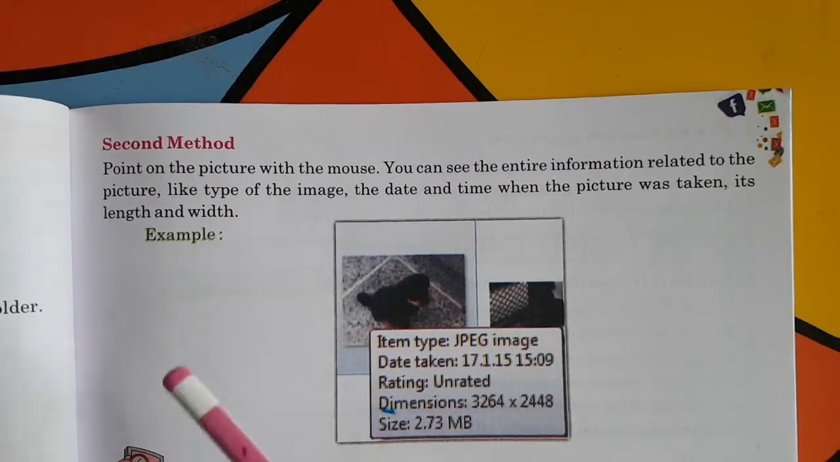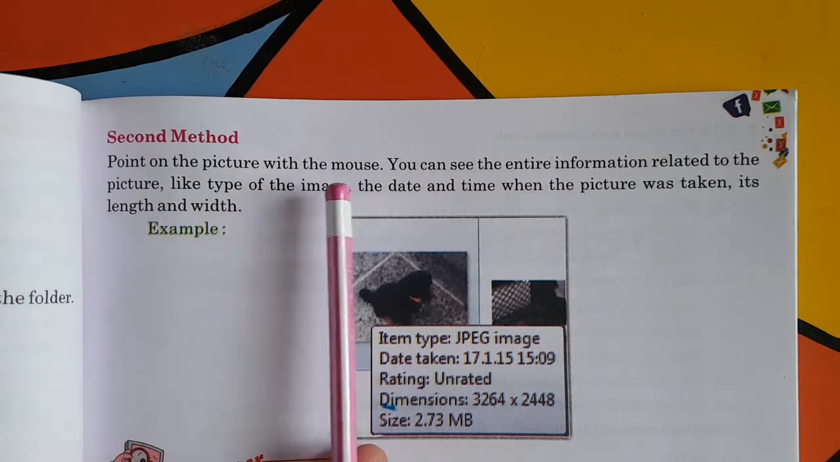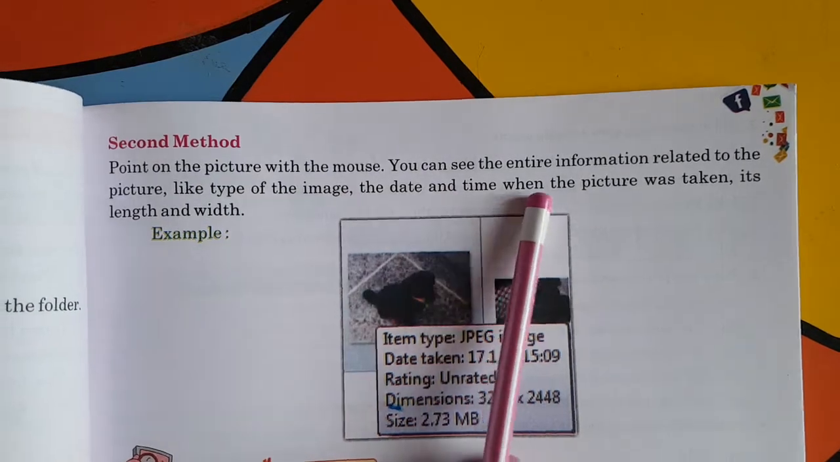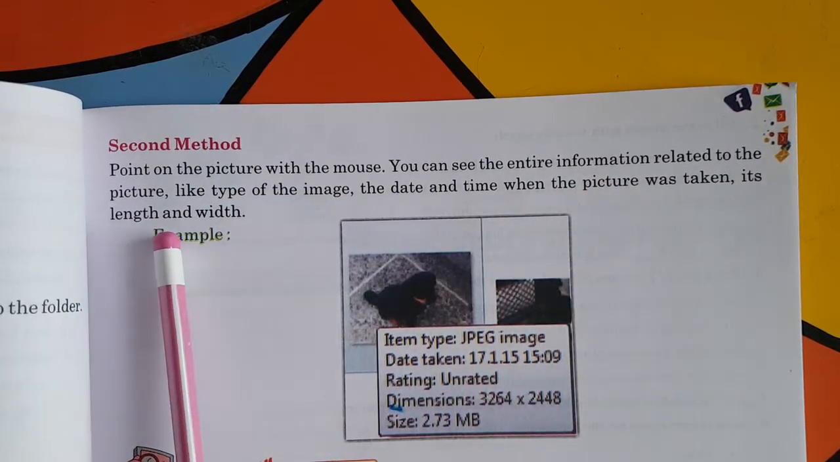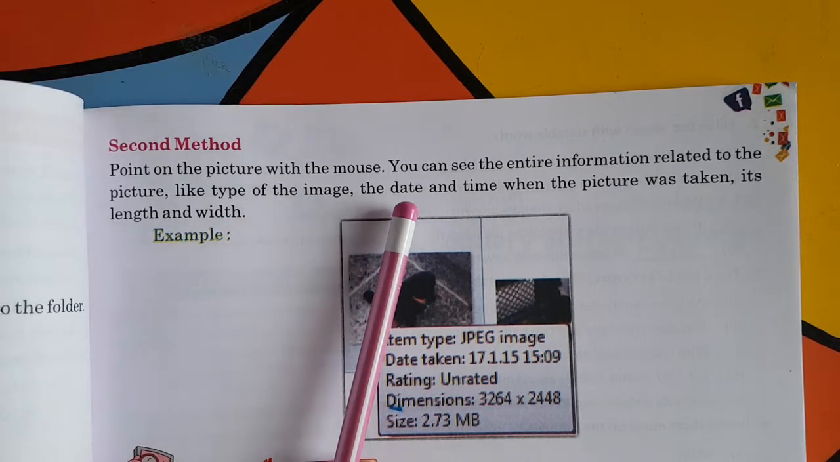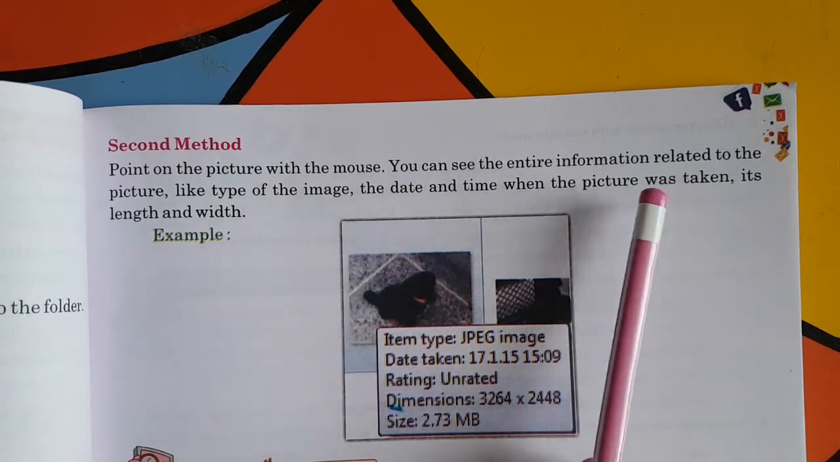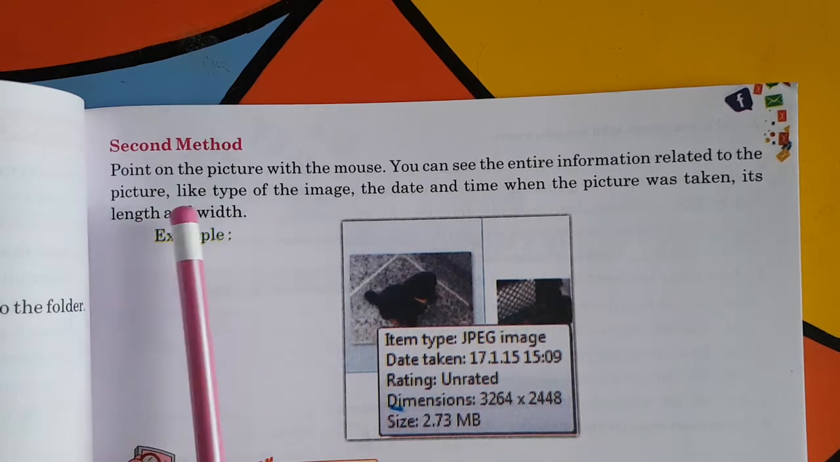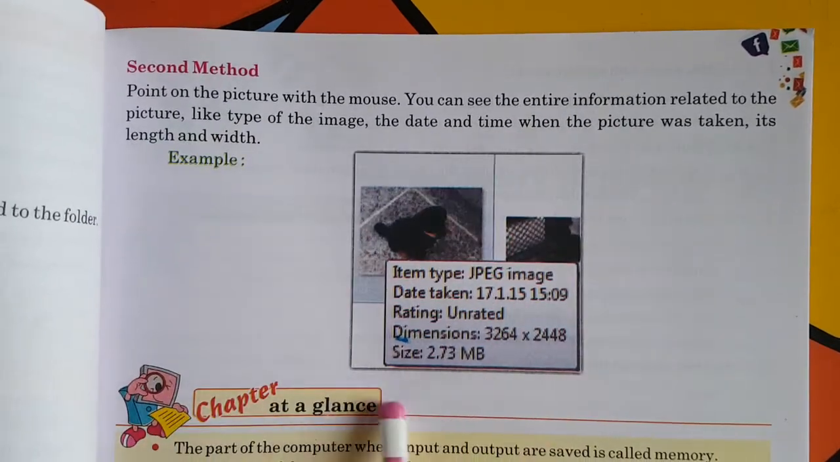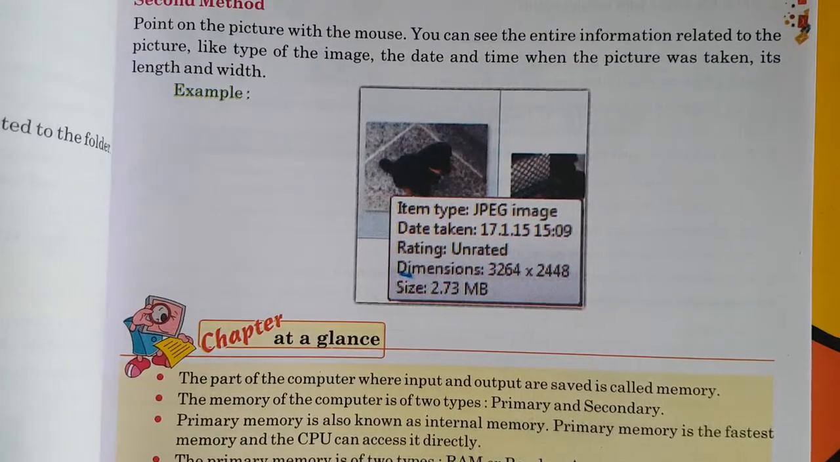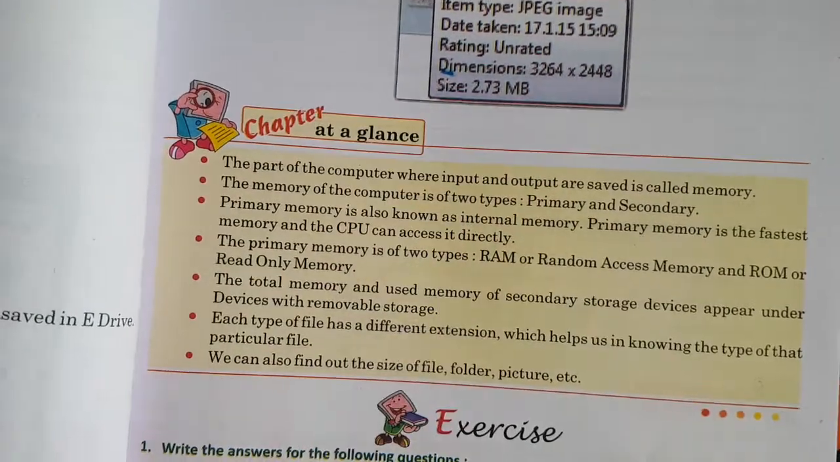Second method, point on the picture with the mouse. You can see the entire information related to the picture, like type of image, the date, the time when the picture was taken, its length and width. Example, this. So this is the reading of the chapter completed. You have to read this chapter at a glance.